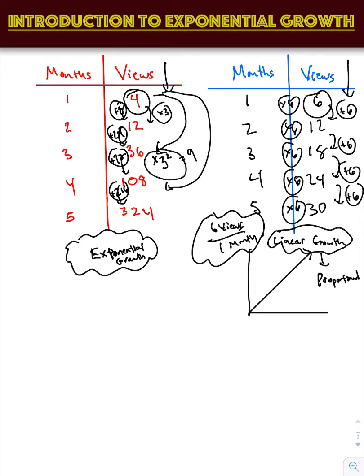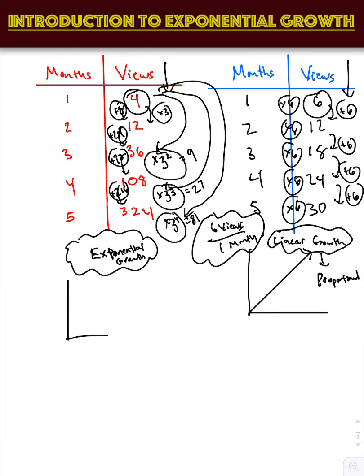The next time, it's times 3 cubed. 3 times 3 times 3 is 27. 4 times 27 is 108. You guessed it, the last time it's times 3 to the 4th power, or 81. And 4 times 81 is 324. So a pattern does exist, but it's not our proportional linear pattern that we're used to.